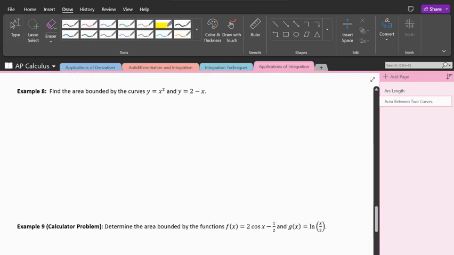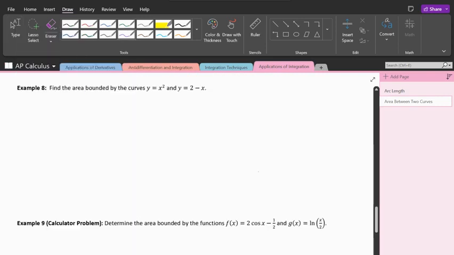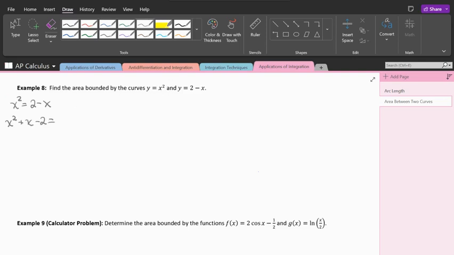All right, and we will do example 9 in class. So let's look at example 8. We have two functions and we don't have intersection points. So to start, we need to set these functions equal to each other. So we have x squared is equal to 2 minus x. And so we have x squared plus x minus 2 is equal to 0. And then we can factor this, and this is going to be plus 2 and minus 1. And so we have x equals negative 2 and x equals 1 as our intersection points.